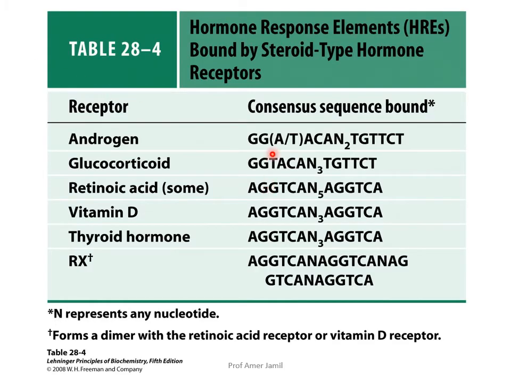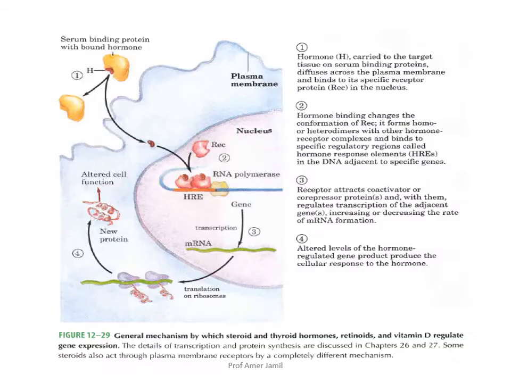These are the hormone response elements which are bound by steroid type hormone receptors. These are names of a few receptors which are steroid type, and these are the consensus sequences of the DNA where they bind. This is the general mechanism by which steroid and thyroid hormones, retinoids, and vitamin D regulate gene expression in eukaryotes.